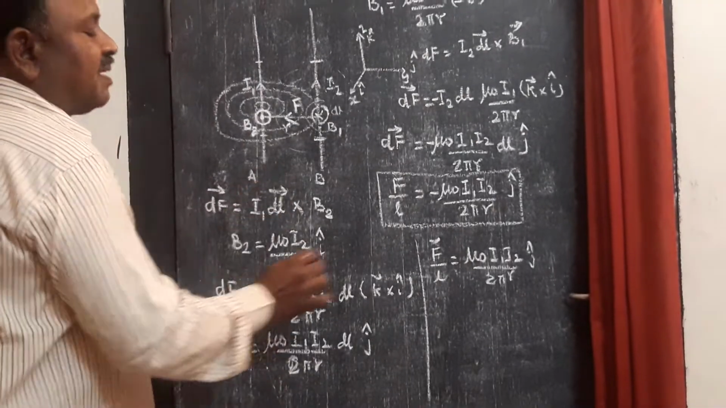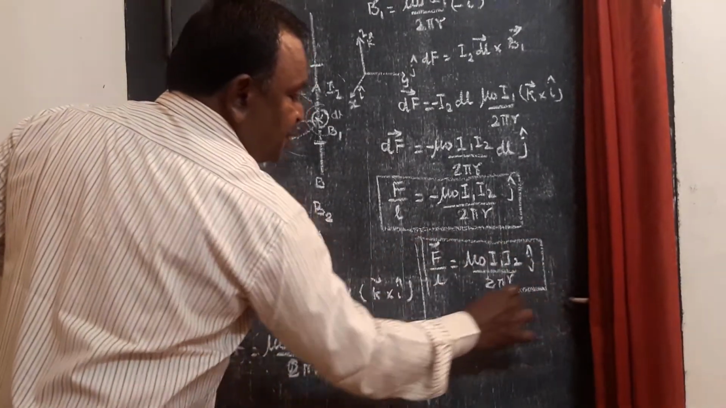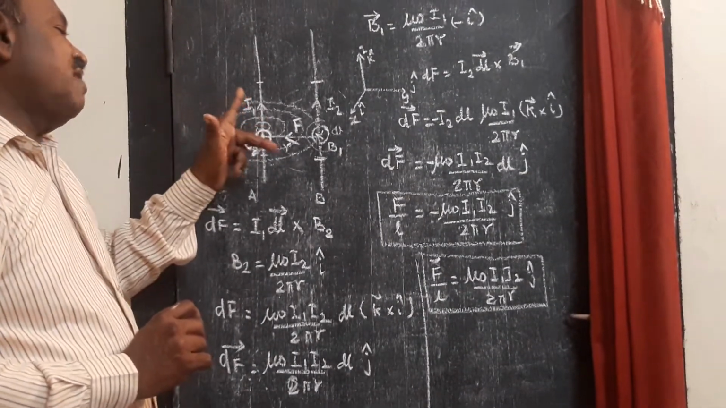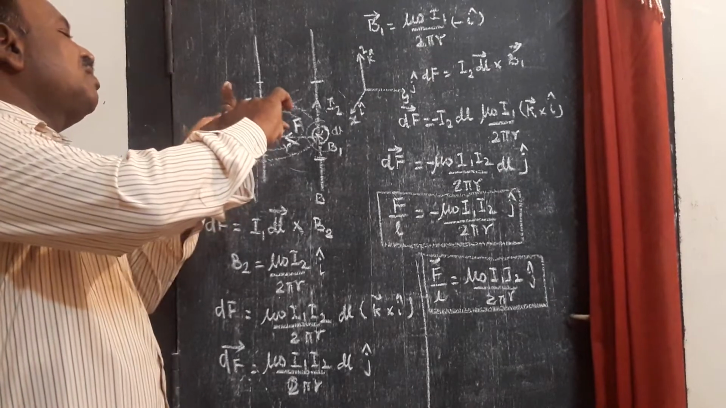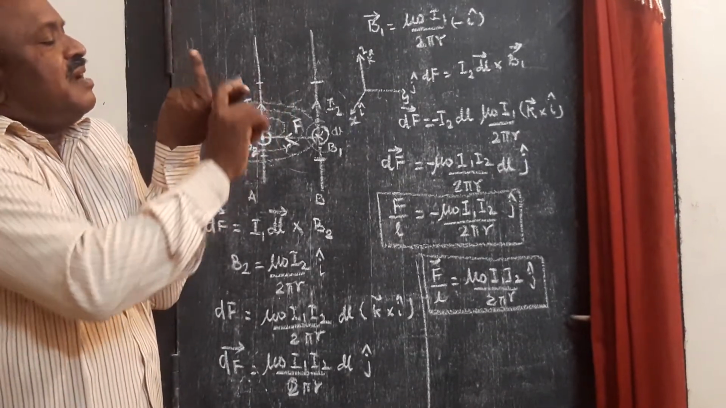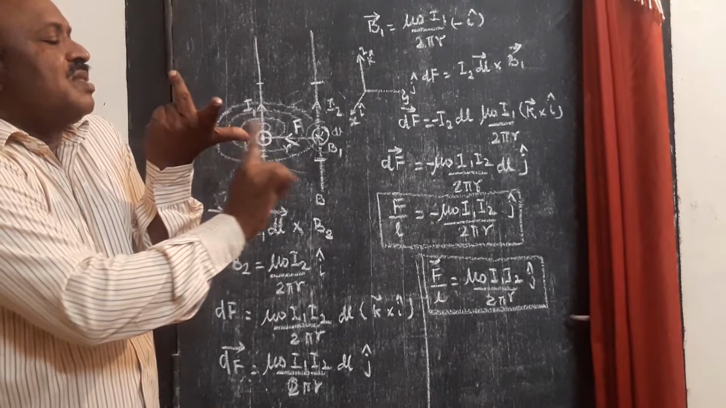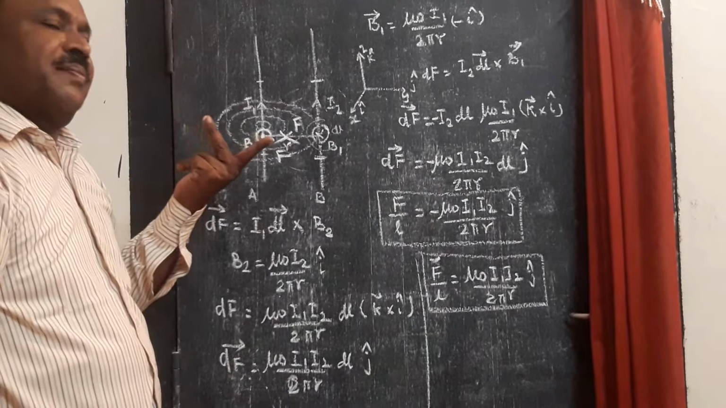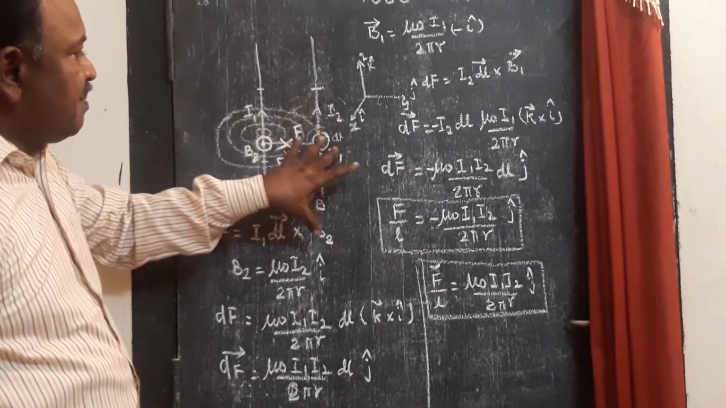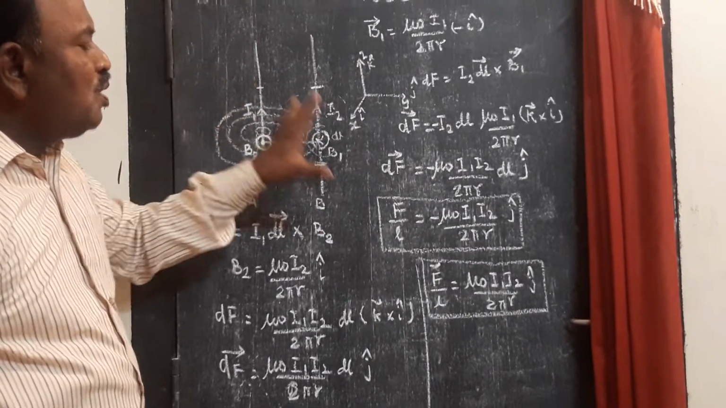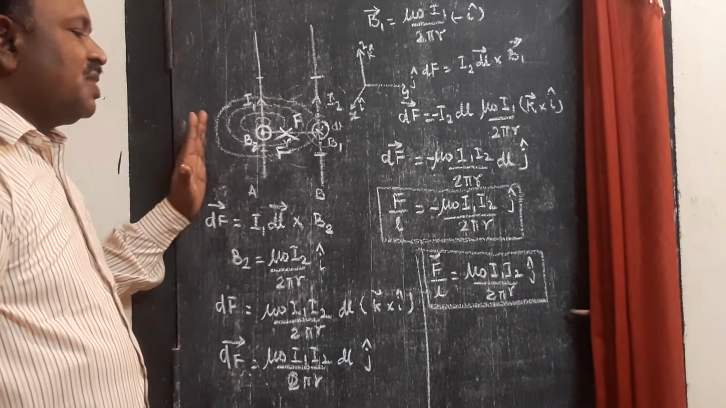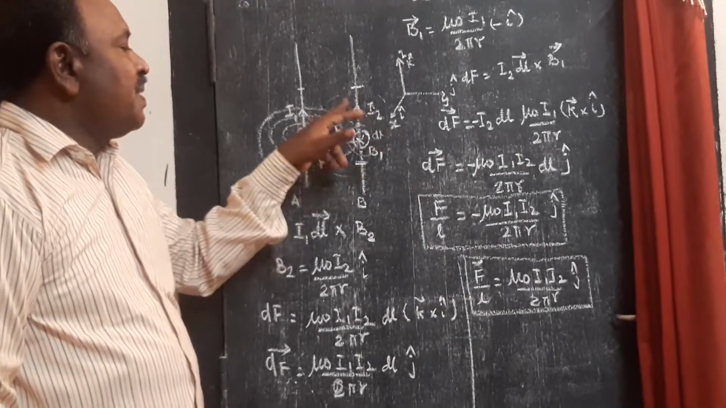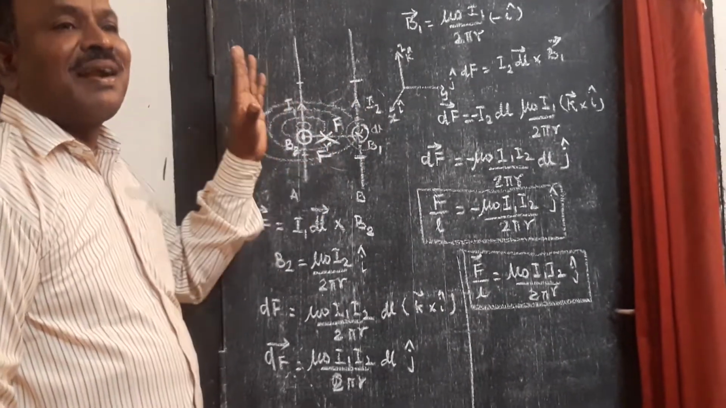When we find the direction of the force, again we apply Fleming's left hand rule. This is the direction of the flow of current, the magnetic field, and this is the direction of the force. So force is acting in this direction, that is, conductor B attracts a small element towards it. This tells that when current flows in the same direction, the force between the two conductors is attractive.